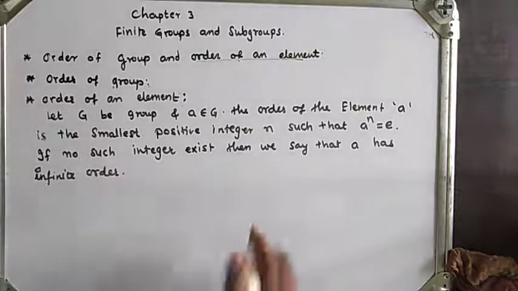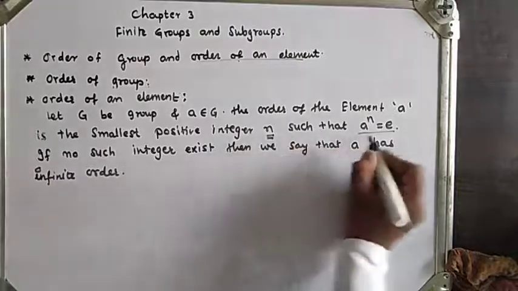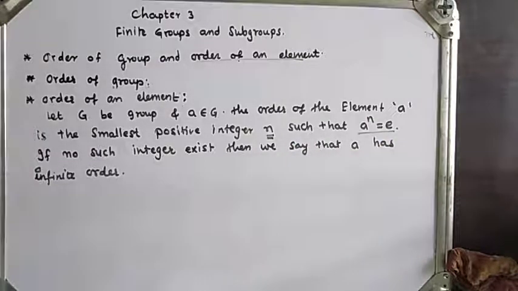So when we say that n is the order of the element, let G be a group and a belong to G. Then the order of the element a is the smallest positive integer n such that a raised to n is the identity, then we say that n is the order of that element. And if no such integer exists, then we say that a has infinite order.